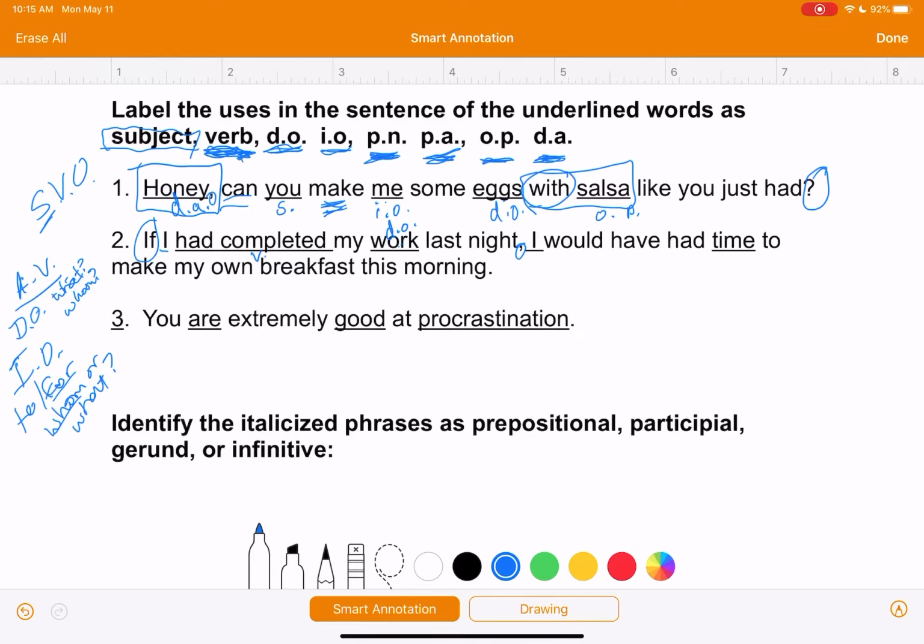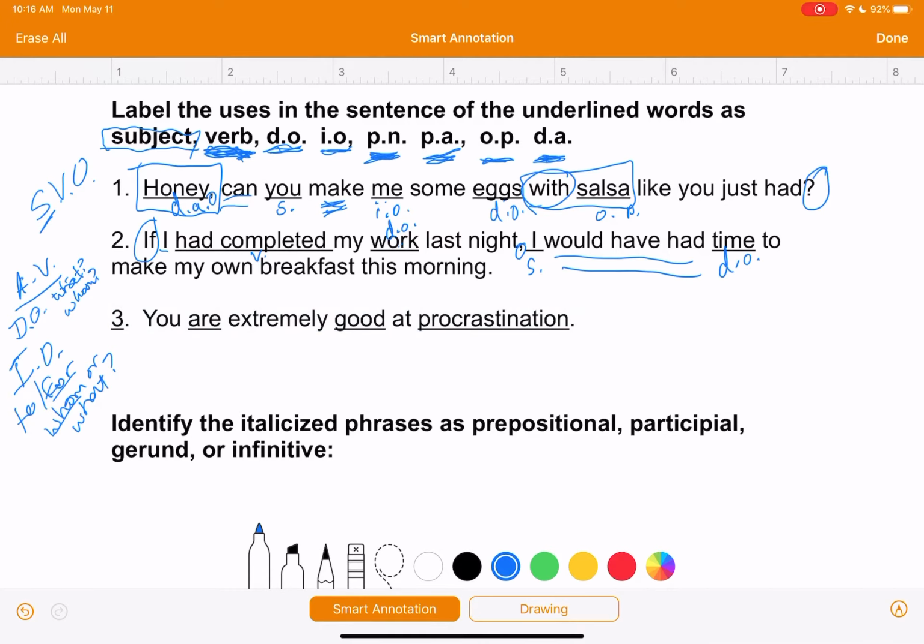Moving along to the next clause, I would have had time. I is clearly the subject of this clause. Would have had is your verb. Again, that's an action verb. So you ask yourself, would have had what? Time is the DO. Okay.